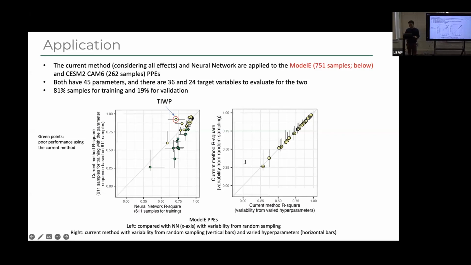The figure on the right shows the R square variability from using the same method. The y-axis is from the random sampling, which is basically what the y-axis on the left shows, and the x-axis shows the variability of the R square from varying the hyperparameter. It's very small, which we're happy about. If we're focusing on the trend, these hyperparameters don't really matter that much.